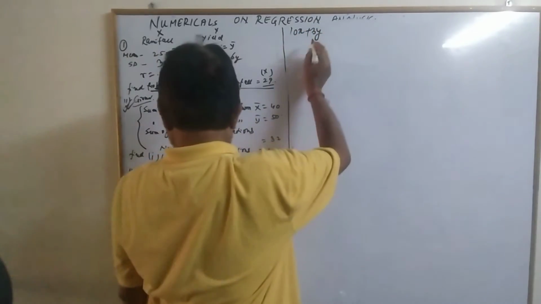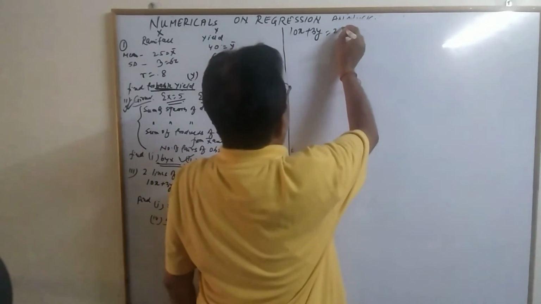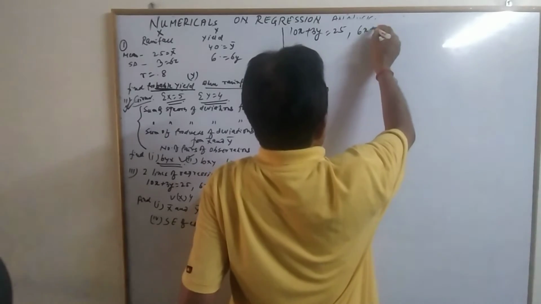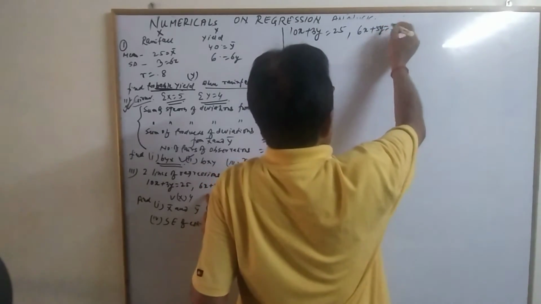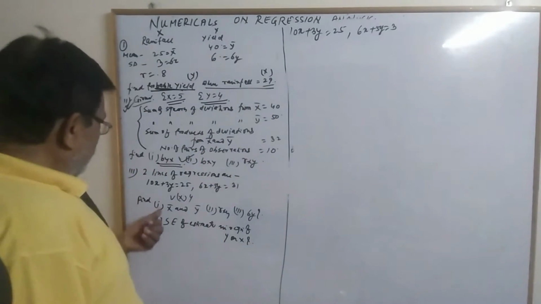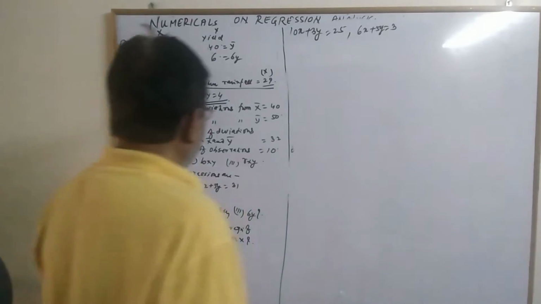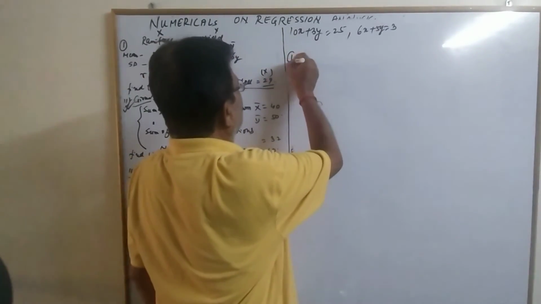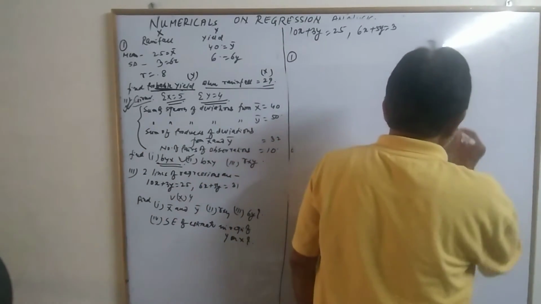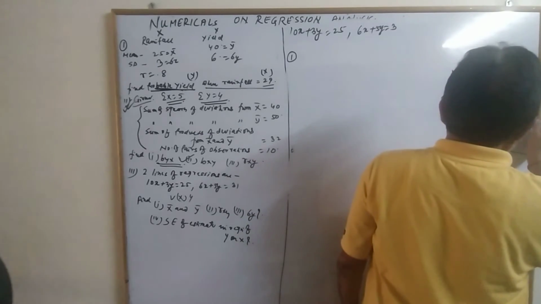10x plus 3y is 25, and second equation is 6x plus 5y is 3. Right. First has been asked that find mean x bar and y bar. Here a little bit of theory is involved. In least square method, this is x bar, this is y bar.